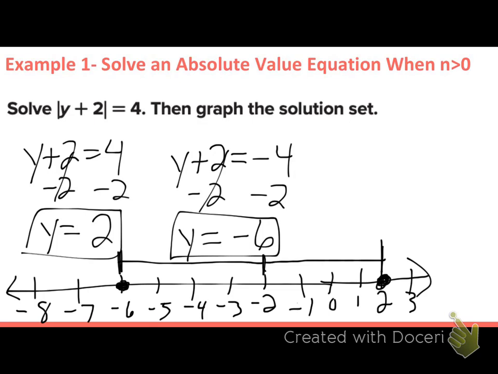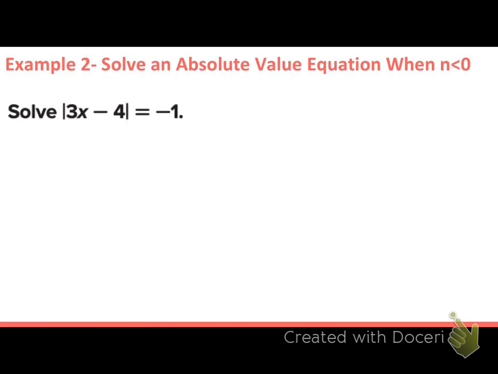We okay? Okay. Example 2. Solve the absolute value of 3x minus 4 equals negative 1. Who can help me out here? What do you guys think I need to do? Account for both sides. Okay, so how would you do that? Positive or negative. Well, tell me what to write. 3x minus 4 equals negative 1. Okay? And then 3x minus 4 equals positive 1.